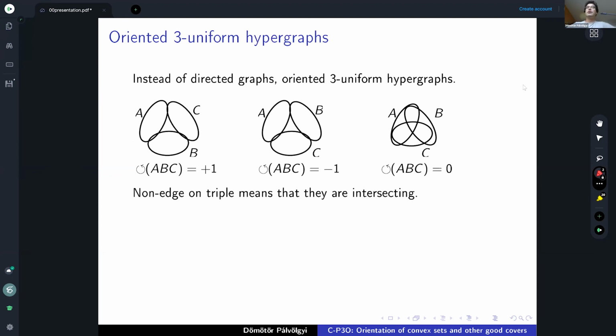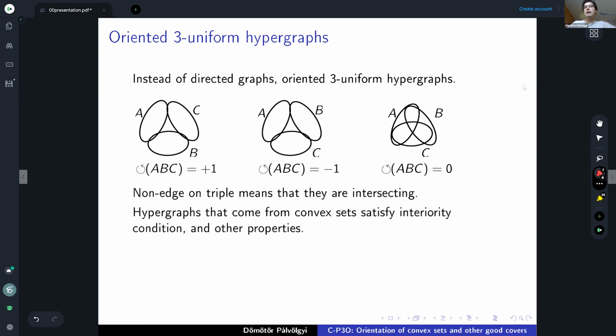Remember that this was the orientation. Now we have an oriented three-uniform hypergraph. So if there is a hyperedge, it means that the sets are not intersecting. If a hyperedge is missing, it means that they are intersecting. And we know that hypergraphs that come from convex sets satisfy the interiority condition and other properties because they come from convex sets.